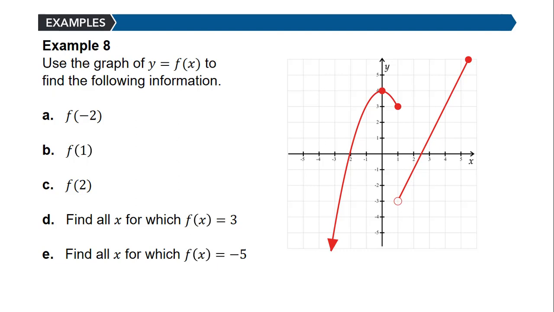Then the line segment picks up with an open circle at 1, -3, and then it goes through 2, -1, 3, 1, 4, 3, and then it ends at 5, actually a little bit more than 5. This is more like 5.5, 6.